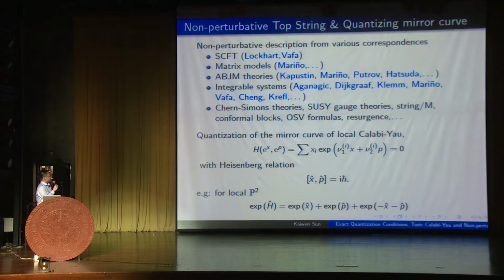The quantization of the mirror curve of local Calabi-Yau has turned out to be an excellent testing ground to study the non-perturbative effect of topological string. The local Calabi-Yau are the surfaces with anti-canonical line bundle. Its mirror is effectively a curve. This Vi is the vector in the toric diagram. For example, for local P2, we want to study such a quantum mechanical system.